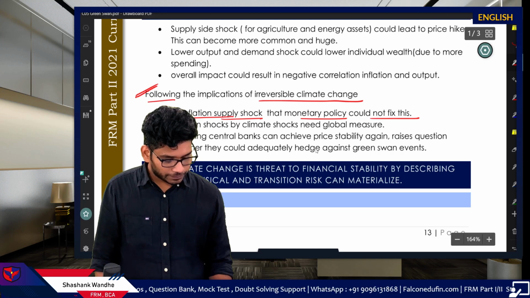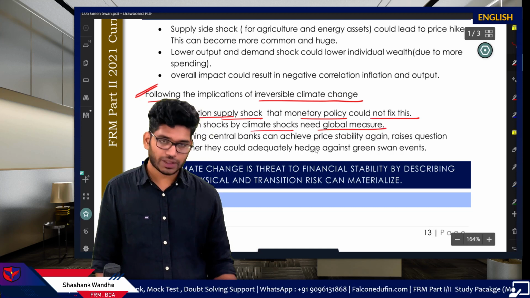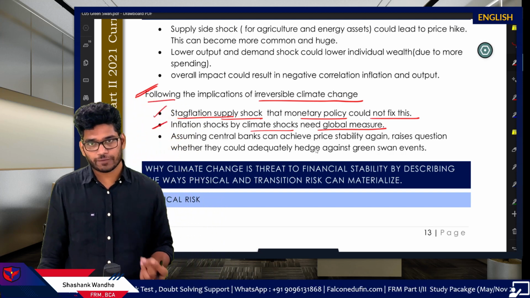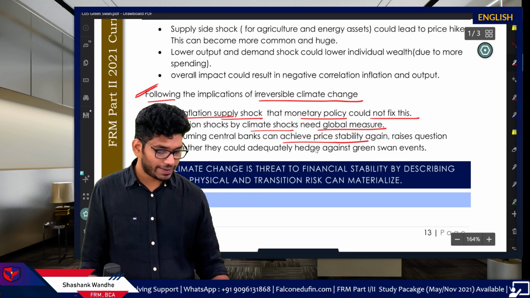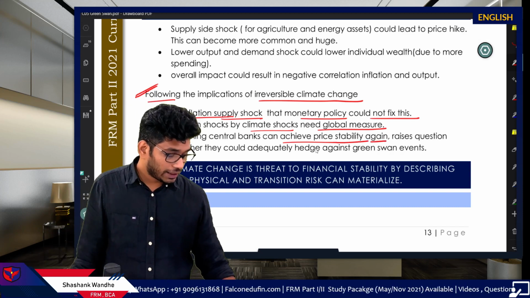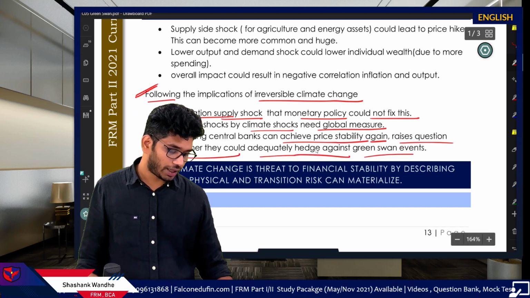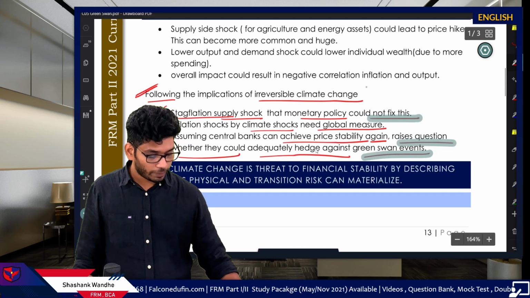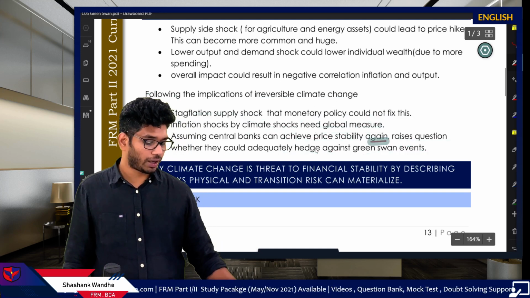Then inflation shocks caused by climate shock need global measures. It cannot be fixed by one country or one region. And assuming the central banks can achieve price stability again after this event happens, this raises the question whether they could adequately hedge against the green swan event. How much will they be able to protect their citizens or the organizations?